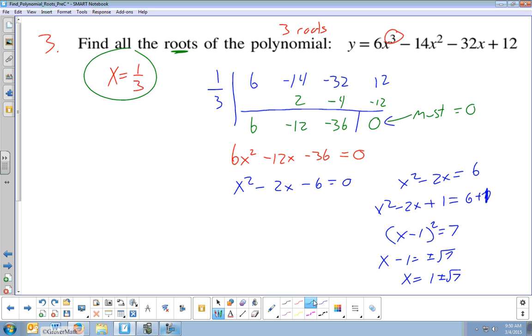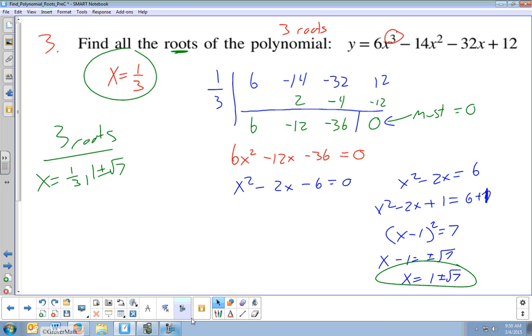I did that fast, but we've talked a lot about completing the square already. So your 3 roots are x equals 1/3 we got from the calculator, and 1 plus or minus rad 7. Okay, practice this more the next day.